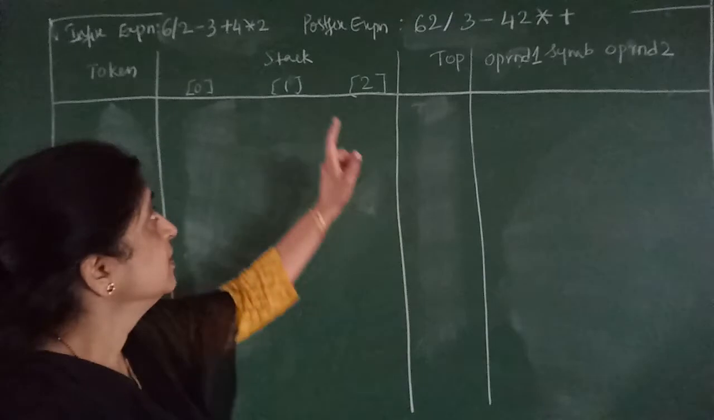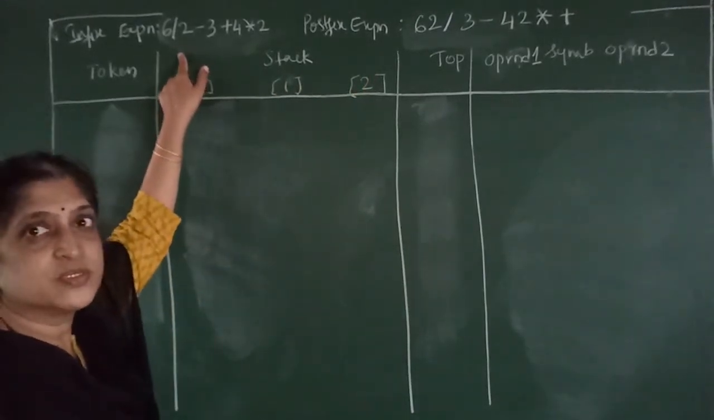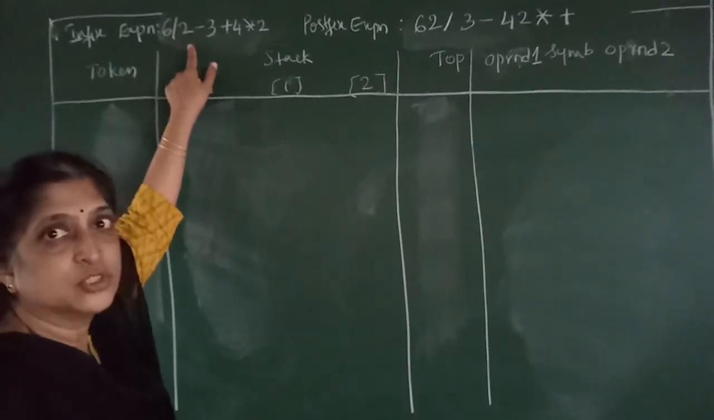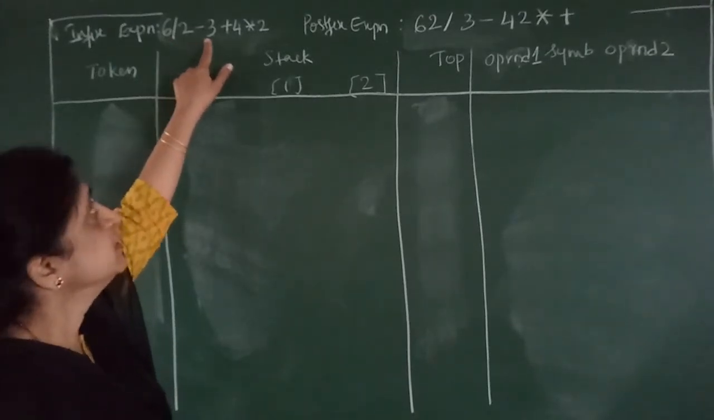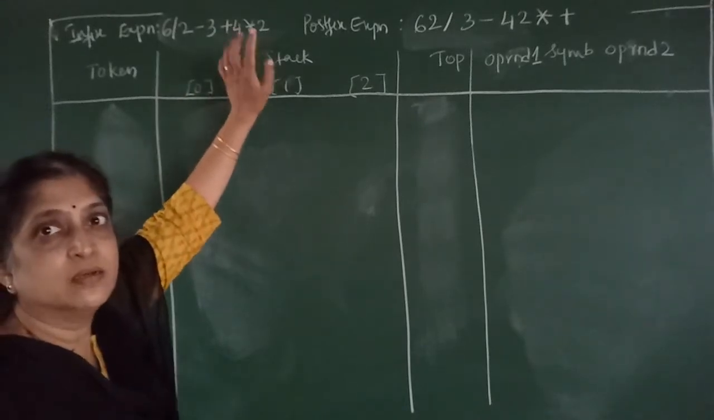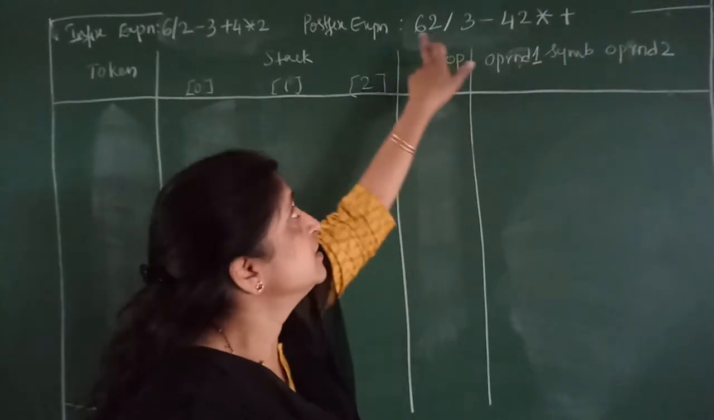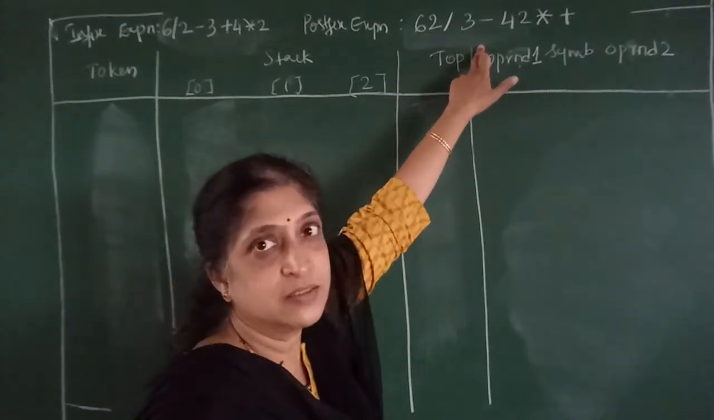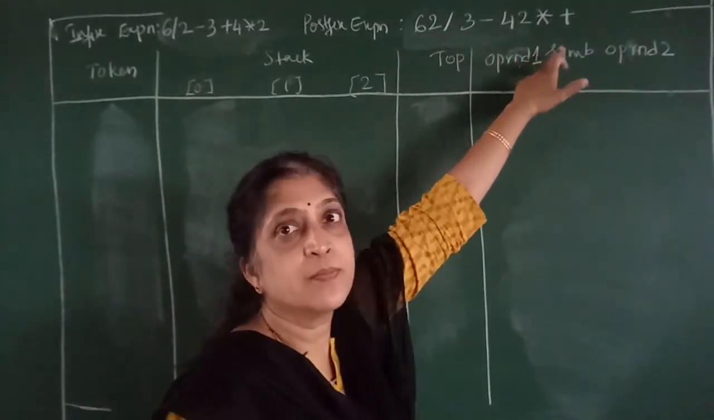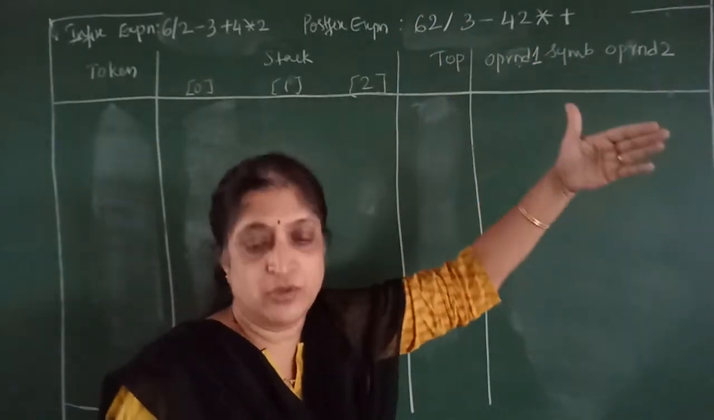We have a bigger expression here. The infix expression is 6/2 minus 3 plus 4 multiplied by 2. The postfix form of this I have already written here. It is 62/3 minus 42 star plus. So now this is the expression we have to evaluate.